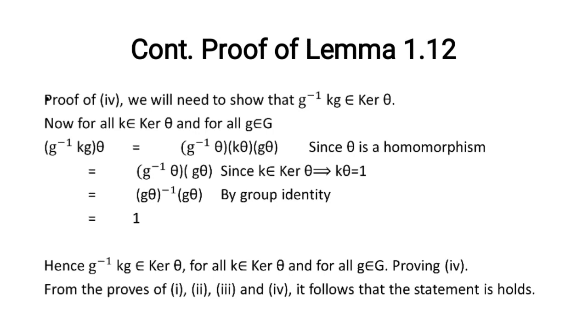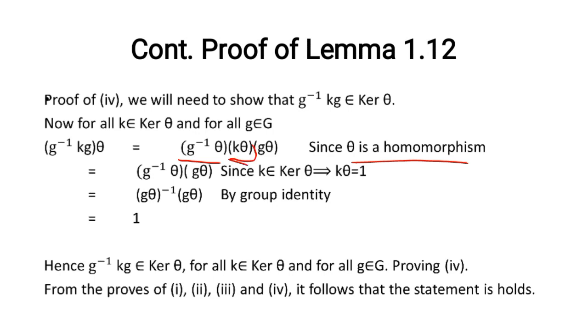So now to show that this is normal, we need to prove the fourth condition, which is that G inverse K G lies in the kernel of theta, where G is from capital G, the G inverse are capital G, and K is from the kernel of theta. Okay, so let's see what happens. So we put theta to act on this relationship, and because theta is a homomorphism, it splits it, right? Each one of them gets its own theta. Okay, so it splits them nicely.